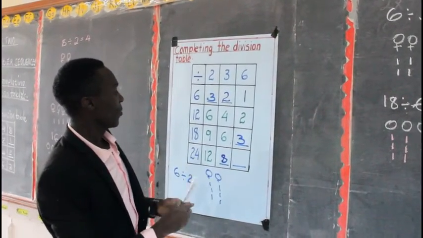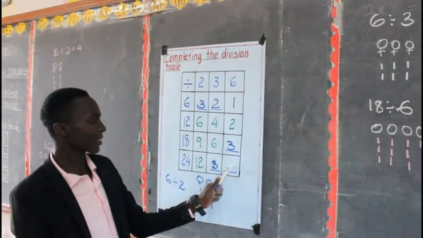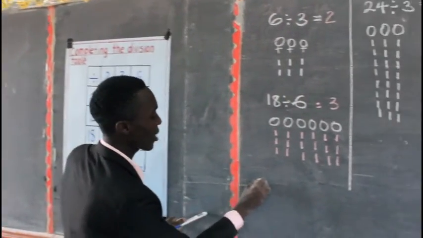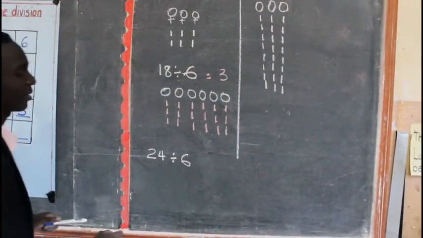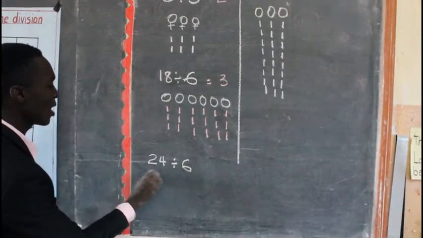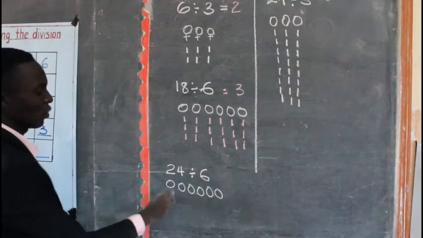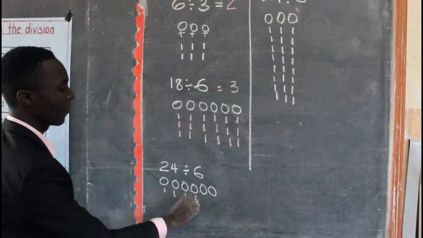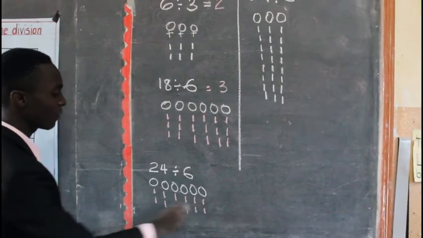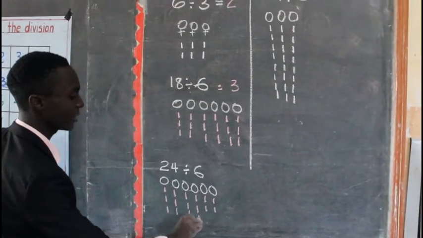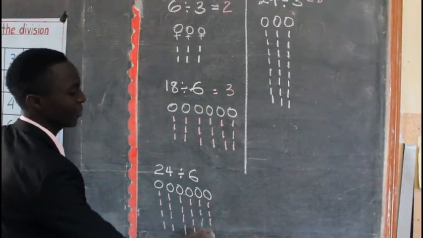After there, we are remaining with 1. That is 24. 24 divided by 6, hence getting an answer here. What do you get? Let us count. 1, 2, 3, 4, 5, 6. Divide 24. 1, 2, 3, 4, 5, 6, 7, 8, 9, 10, 11, 12, 13, 14, 15, 16, 17, 18, 19, 20, 21, 22, 23, 24.